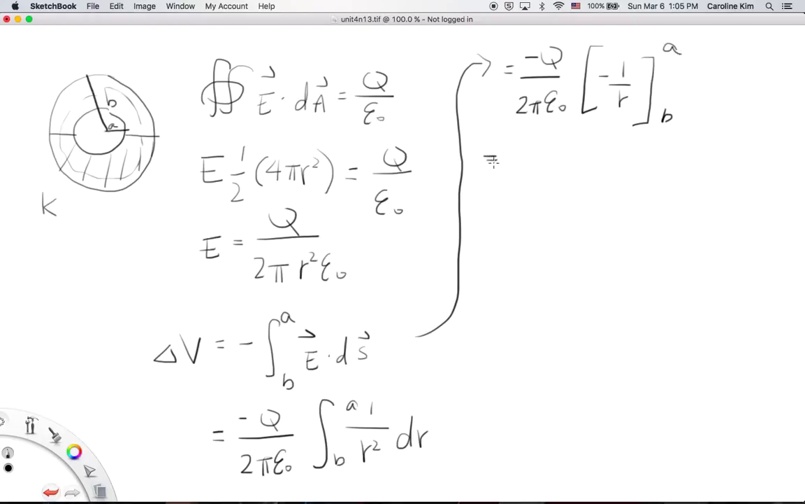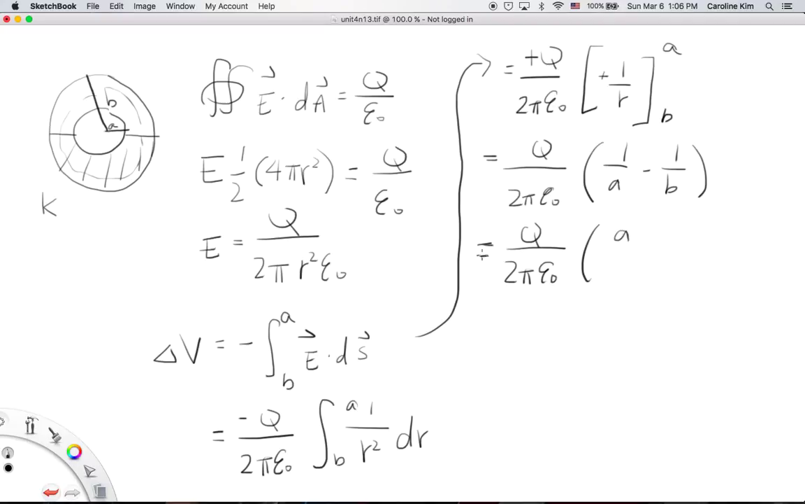And if we solve that, these negatives can cancel out. So we get Q over 2 pi epsilon 0 times 1 over A minus 1 over B. If we simplify that, we get Q over 2 pi epsilon 0 times B minus A over AB. So that's the delta V for half of a sphere.